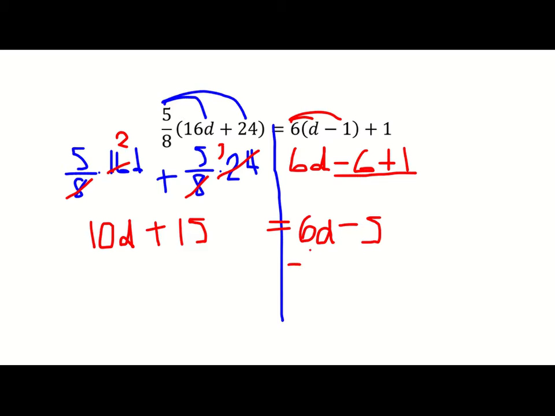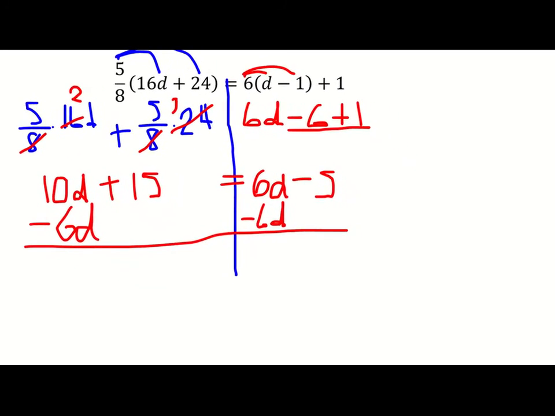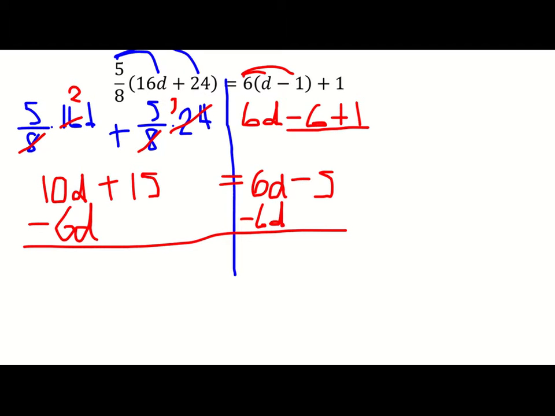So what we're going to do is get the variable on one side. I'm going to subtract 6d from both sides. On the left, 10d minus 6d becomes 4d. I still have plus 15. And on the right, the 6d's cancel, so that's negative 5. Then I'm going to subtract 15.